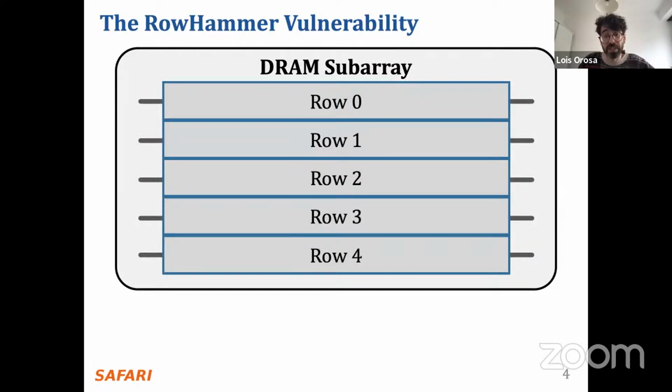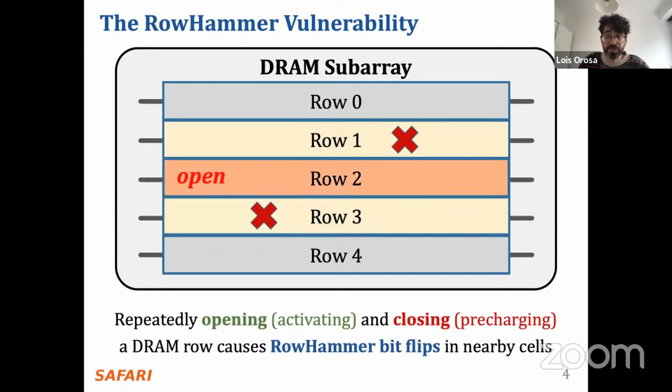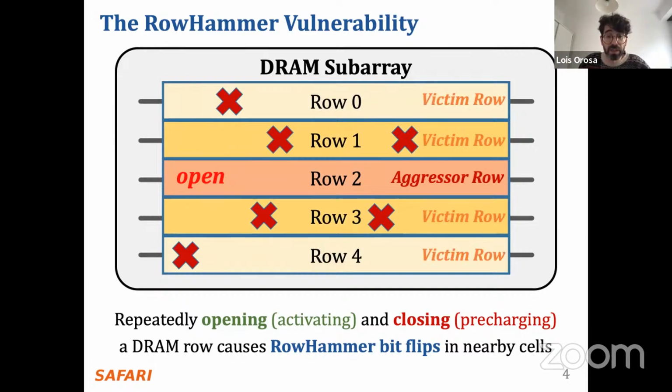Due to the increase in cell-to-cell interference as a result of aggressive technology node scaling, rapidly activating and recharging a DRAM row can result in bit flips in physically adjacent rows. Continuing to access the same row results in even more failures in nearby rows. This phenomenon is known as RowHammer. We refer to the rapidly accessed row as an aggressor row and the rows containing bit flips as victim rows.